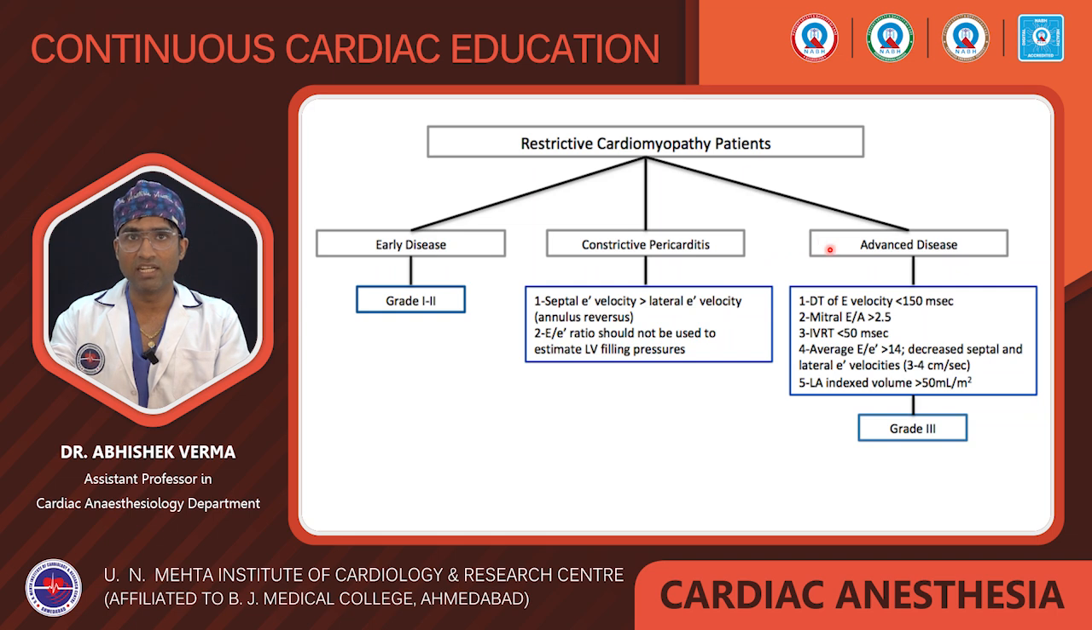But in advanced restrictive cardiomyopathy, we can see all of these: the deceleration time of the E wave is less than 150 milliseconds, mitral E by A is more than 2.5, IVRT is less than 50 milliseconds, and average E by E prime is more than 14. And LA volume index is more than 50 ml per meter square, where normal is 34, which is actually very high.